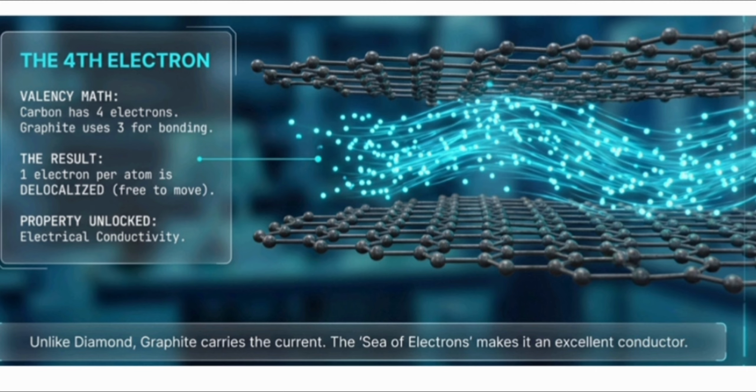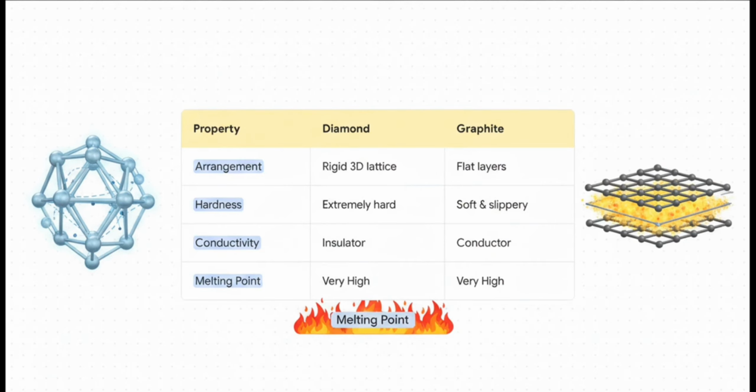Now remember, electricity is just the flow of charged particles. This diagram shows it perfectly. In diamond, the electrons are locked up tight, so it's an open circuit. No electricity flows. But in graphite, you have this sea of delocalized electrons that can carry a current, closing the circuit. It's a conductor.